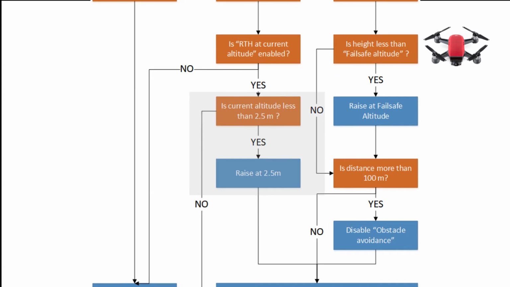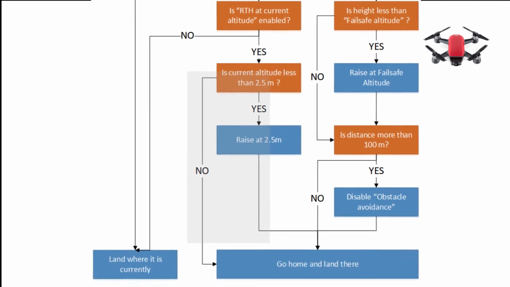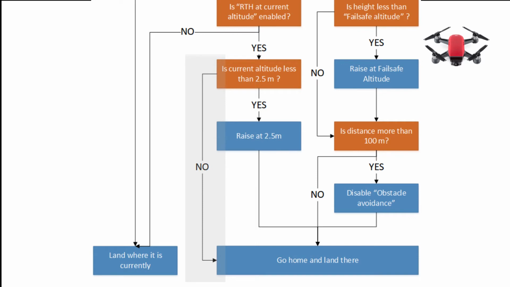But first it will check its current altitude, and if it is below 2.5 meters, then it will ascend first. If the current altitude is higher than 2.5 meters, then it will stay at this altitude and then go home. Is it clear? Hope that you can still follow me. It might sound too complicated, but trust me, it makes sense, and you can learn this process quite quickly.